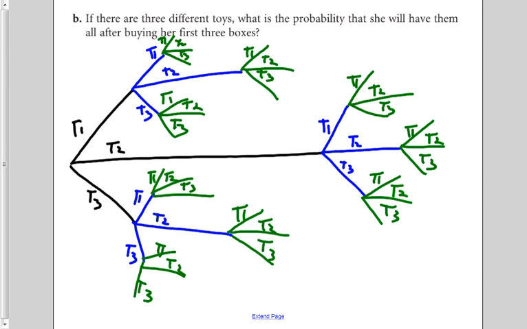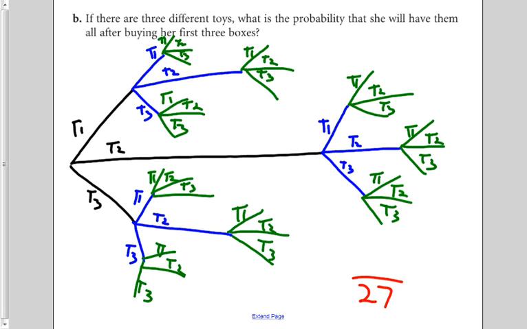If we were to total up all of these outcomes, we would have 27 total outcomes. And that's simply counting 1, 2, 3, 4, 5, 6, 7, 8, 9. There's 3 branches with 9 outcomes each. Gives us that 27. Now, I want to find all favorable outcomes.